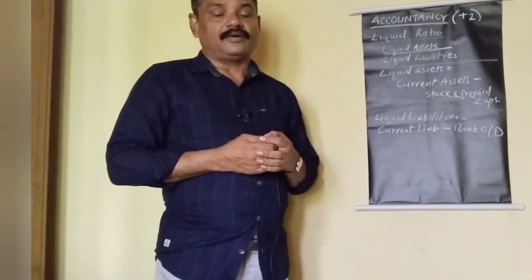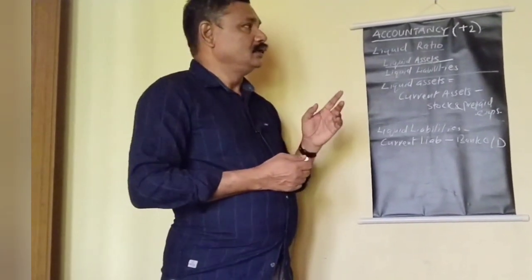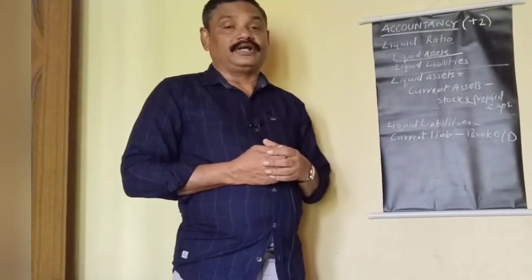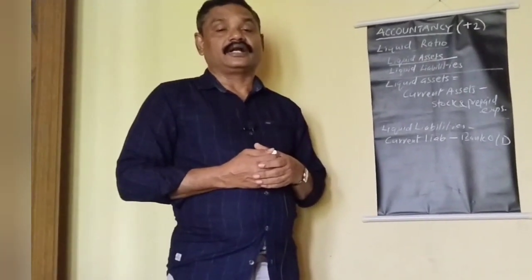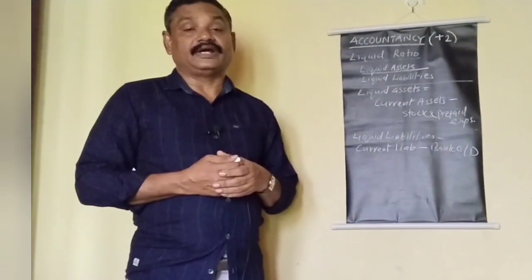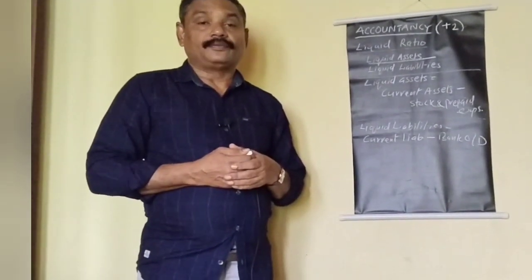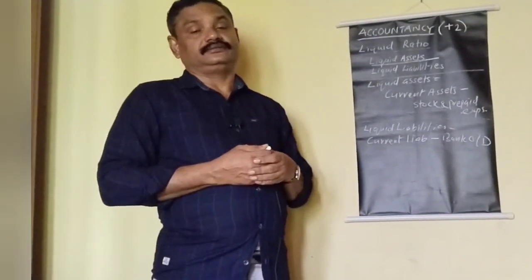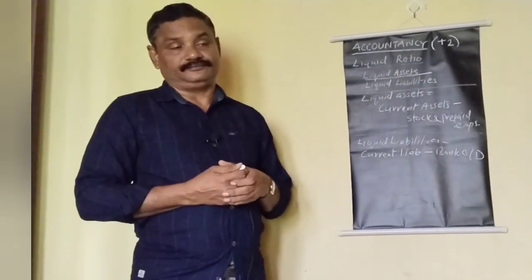So today's topic is liquid ratio. Last class we discussed ratio analysis: gross profit ratio, net profit ratio and current ratio. Gross profit ratio is the relation between gross profit and net revenue from operations. Net profit ratio is the relation between net profit and net revenue from operations. Current ratio is the relationship between current assets and current liabilities of the firm.